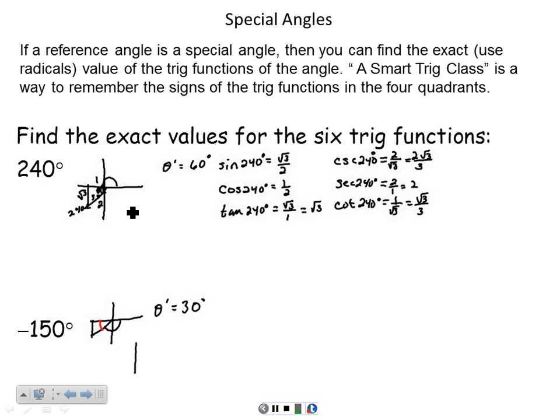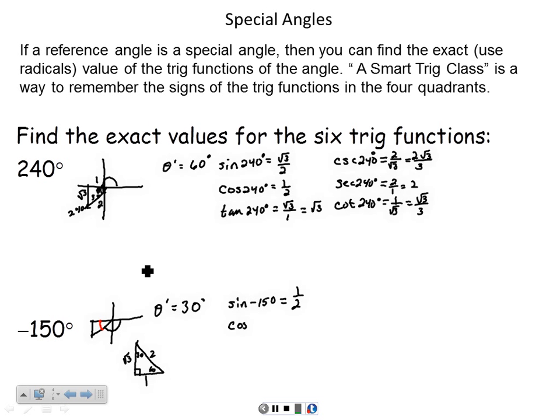A 30, 60, 90 right triangle, and we're going off of this 30 degree angle, so we know we have again 1, 2, square root of 3. So we can find sine of negative 150, which is going to be the same as sine of 30 degrees. So sine of 30 degrees is going to be opposite over hypotenuse, which is going to be 1/2.